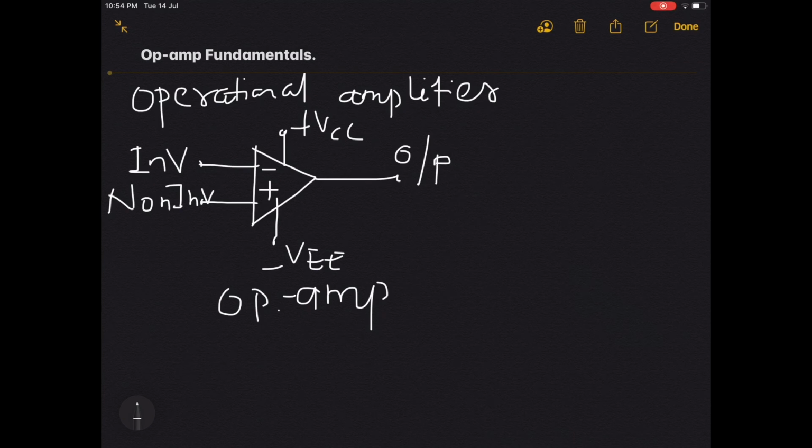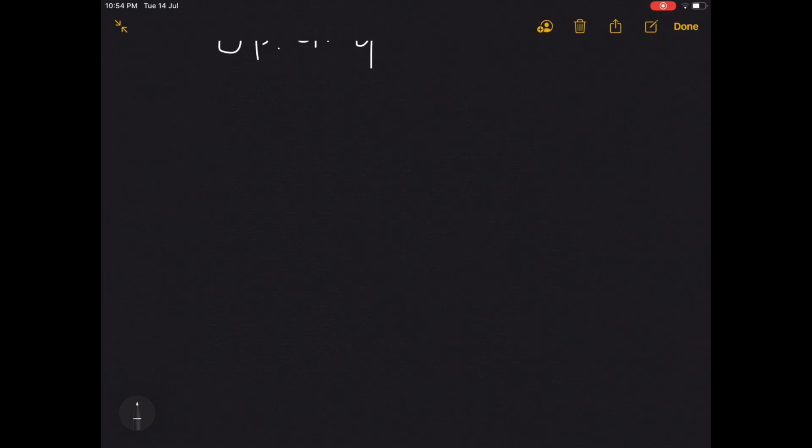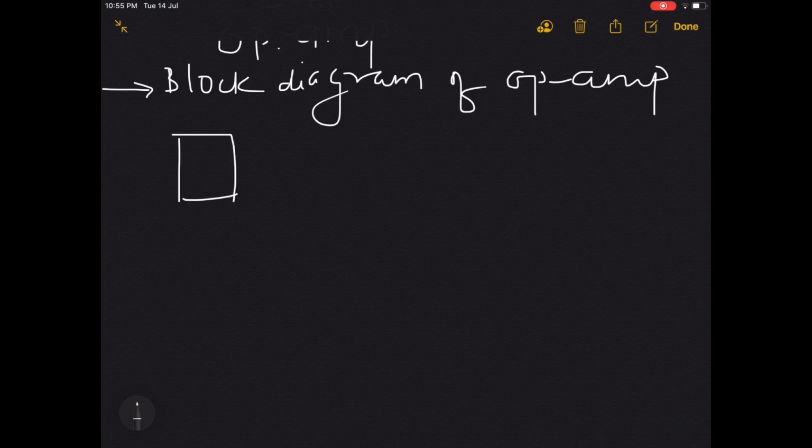This is the symbol, but inside this op-amp which components and which blocks are present, we will see that first and then we will go for the next topic. So, the first point in this chapter is the block diagram of op-amp. In that block diagram, as I told you, it is a multi-stage amplifier. There are a total of 4 blocks. The first block is your input stage.